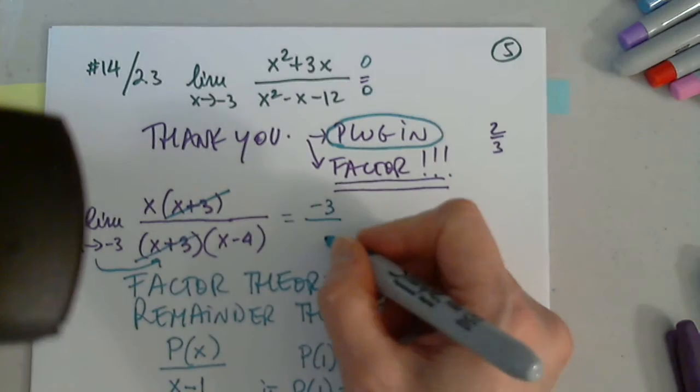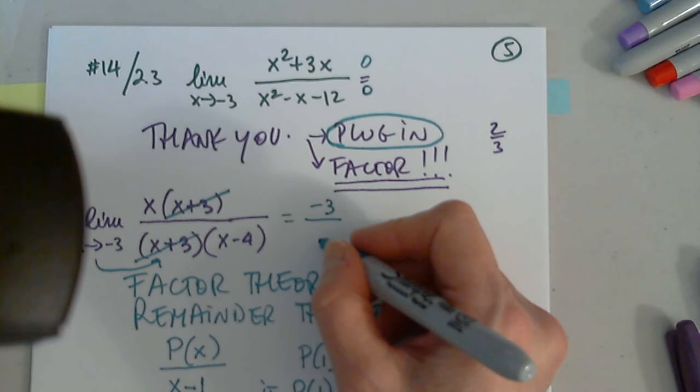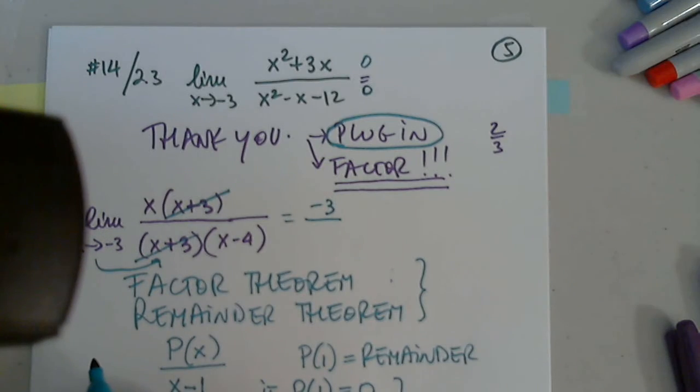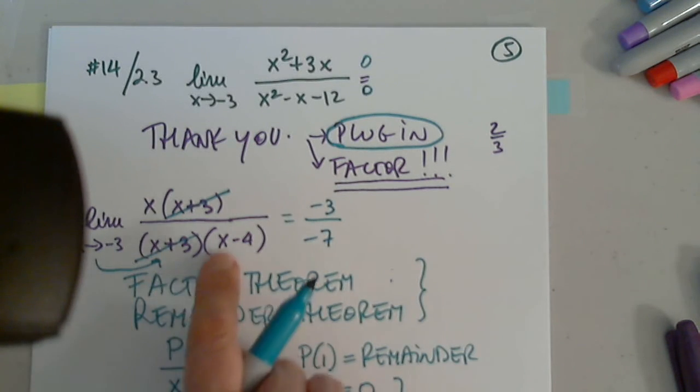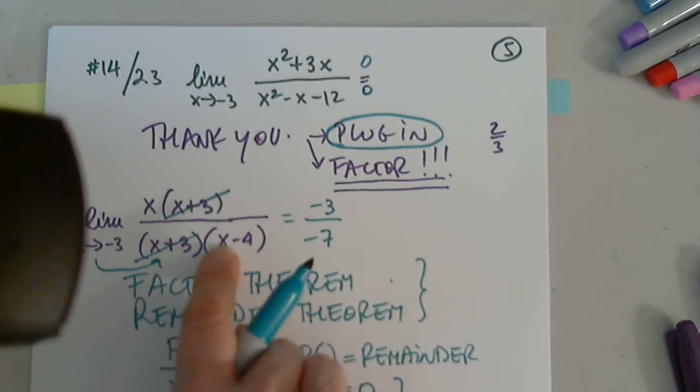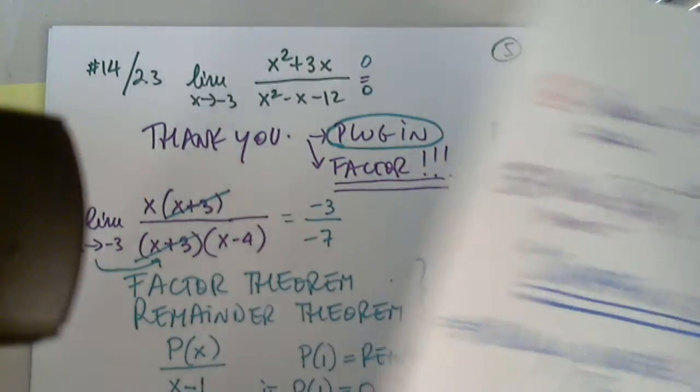Nabiha? 4. One more time. I'm not sure. Sarah? Would it be negative 7? Very good. So when x approaches negative 3, we had one of our limit laws.